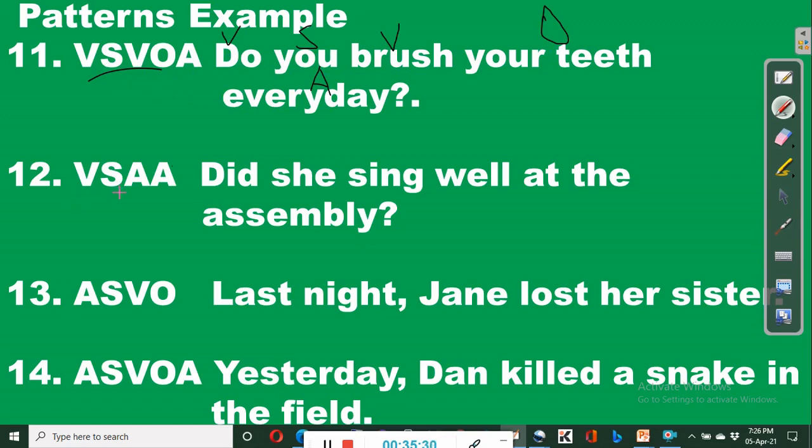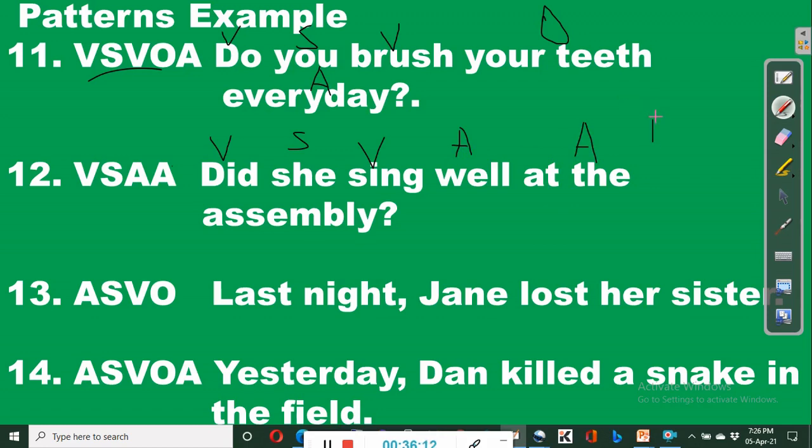Number 12 is VSVAA. Did she sing well at the assembly? All right, so that is exactly a question, and the verb here is did, subject is she, sing is another verb, well is an adjunct. You can see that well is an adverb. Then another adjunct is at the assembly. Again, you can see that at the assembly is a prepositional phrase.